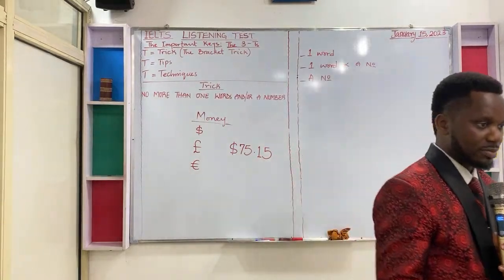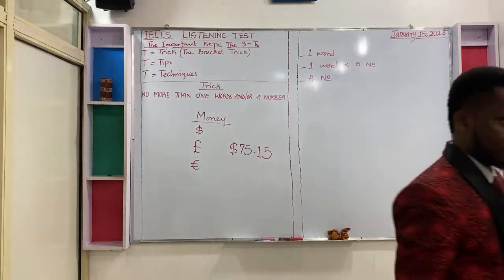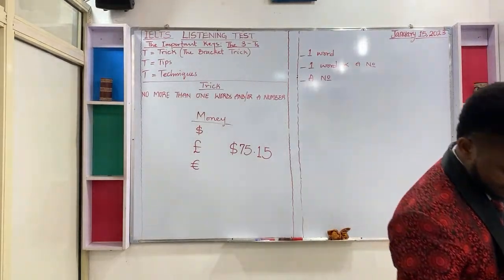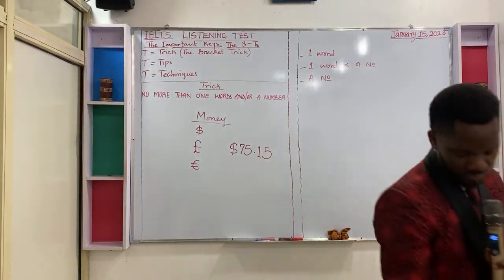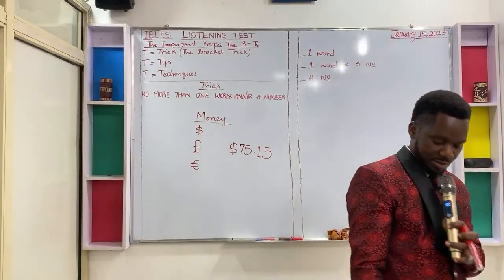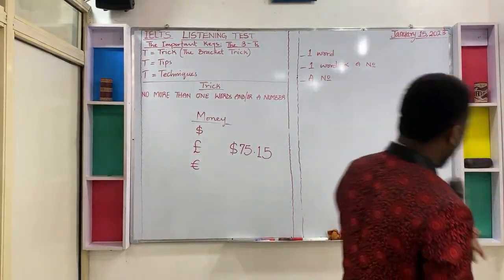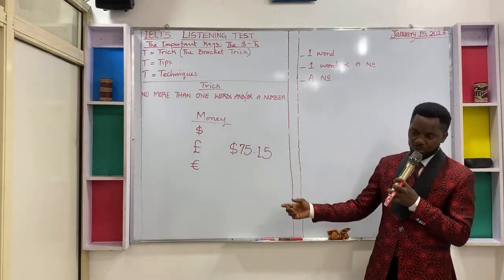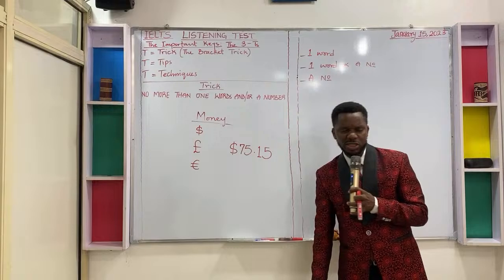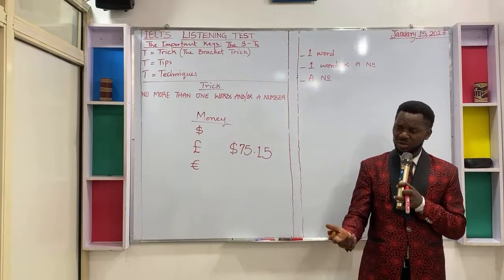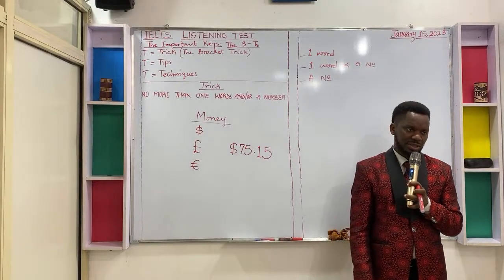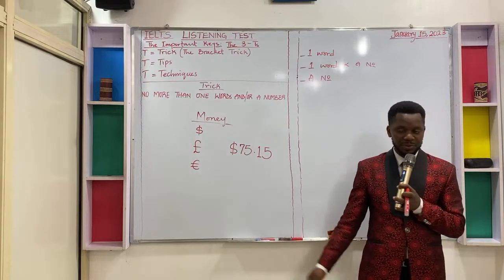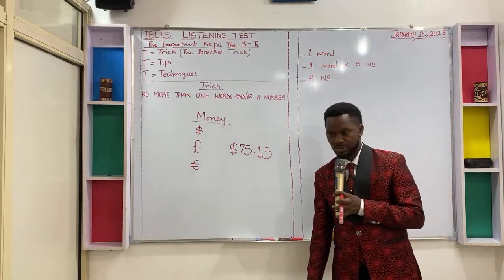I think so. You're thinking, you're not sure? I believe so. That's correct. Okay. So this is how to write $75.15. It's just equivalent to you writing your Naira figure. You're saying 75 Naira, 15. Right?